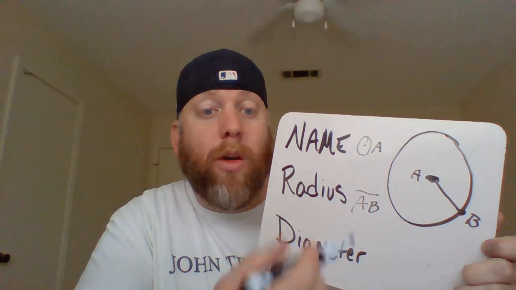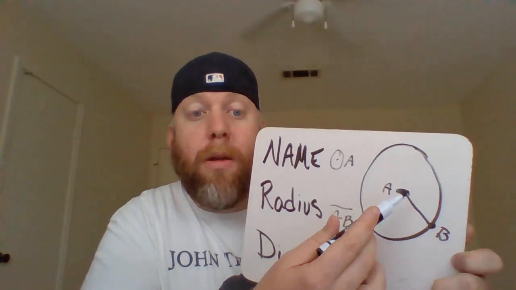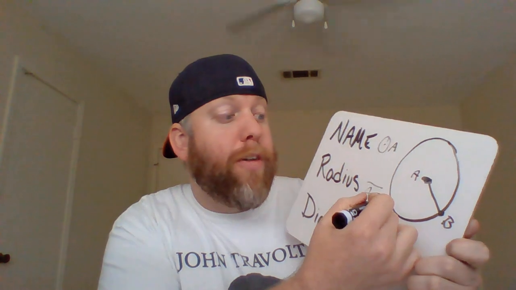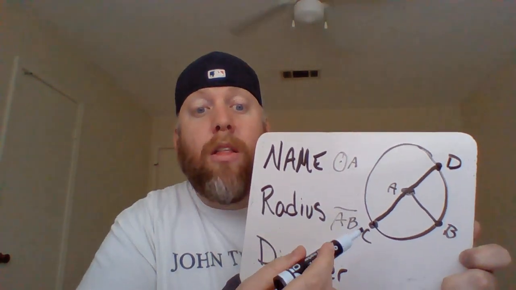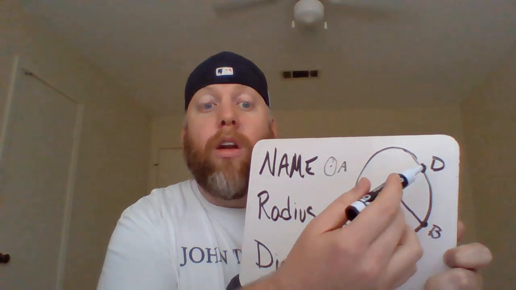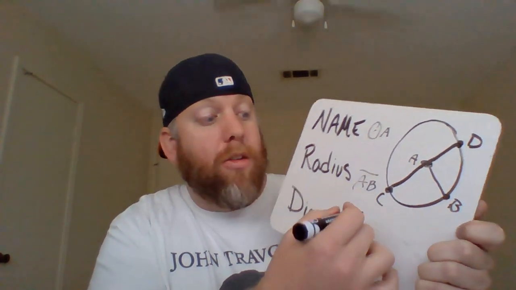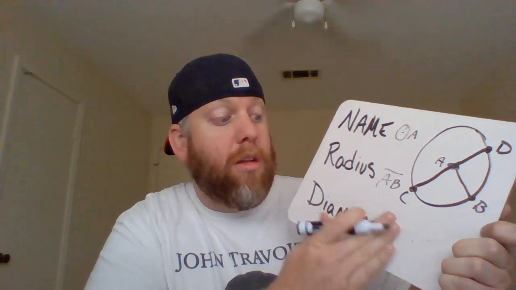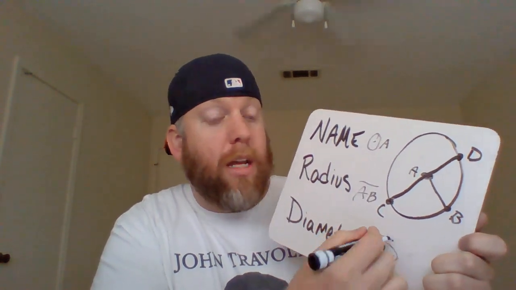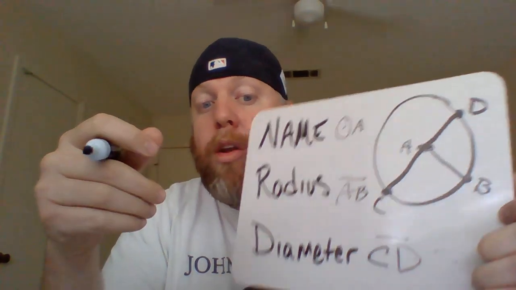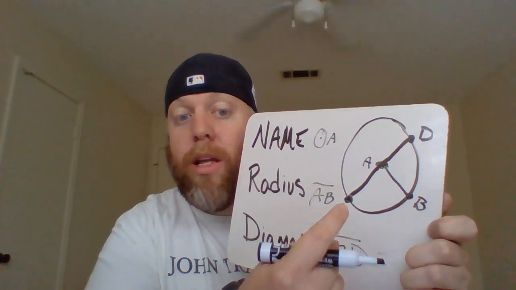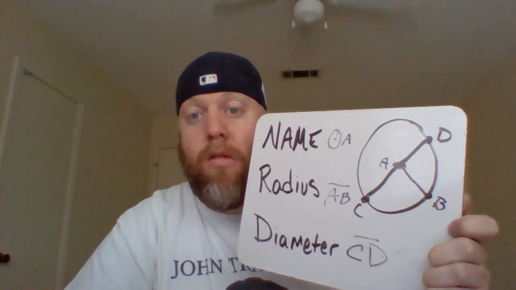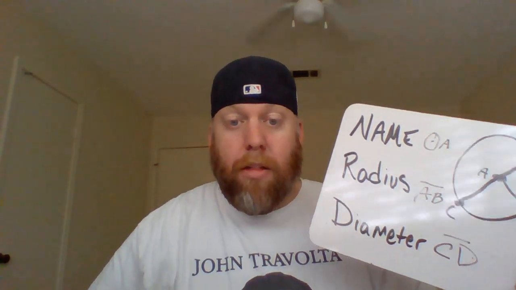A diameter goes from an outside edge through the midpoint all the way to another outside edge. So if I did that, let's call this point C, this point D. From one outside edge through the midpoint all the way to another outside edge is my diameter. So I would call this one CD or DC. Okay. Notice I don't call it CA. Notice I don't call it AD. I call it whatever the outside edge point is all the way to the other outside edge point. Clear?